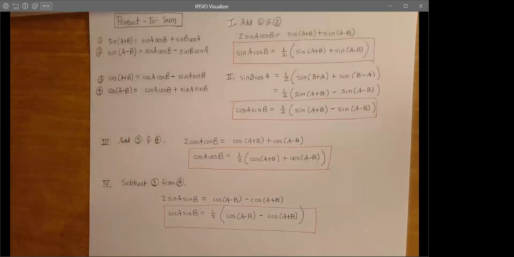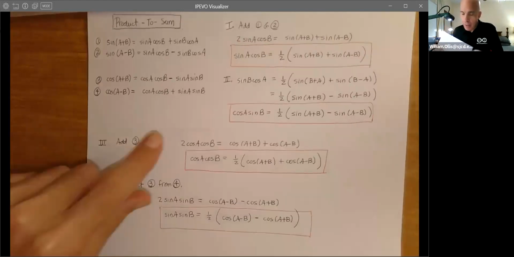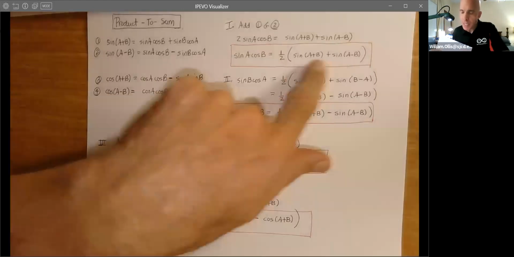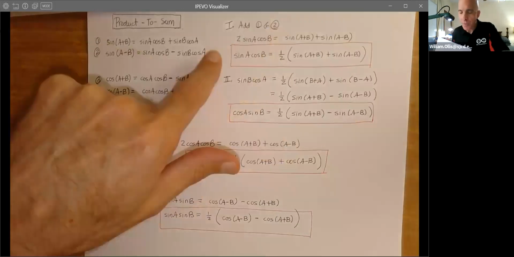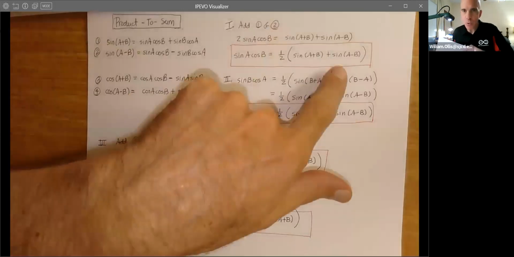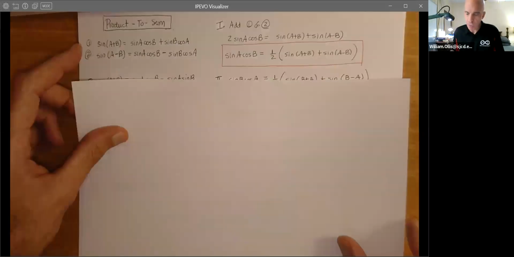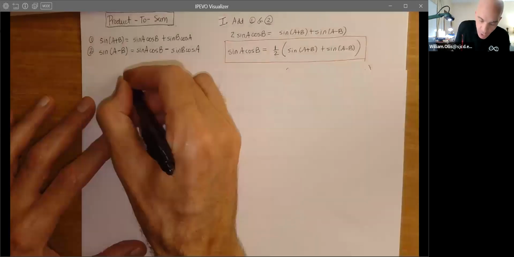Now, notice if we wanted to flip these around, we'd want to make these arguments here. Say if we wanted to write this as the sum to the product, we want the arguments to be nice and simple. So we're going to do a change of variable. So I'm going to keep this right here, okay? So here's what we're going to do. Now we want sum to product.